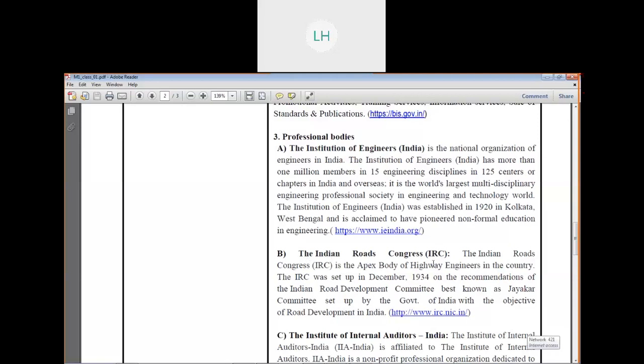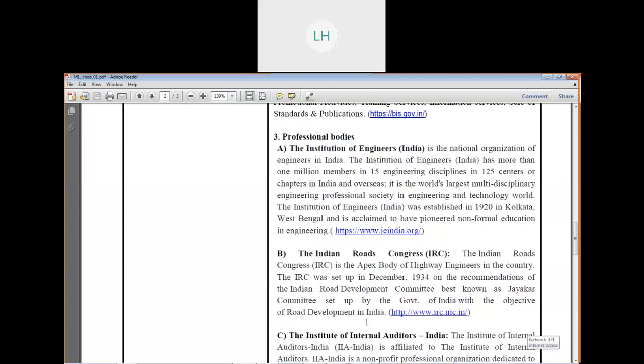So what is this organization? Indian Road Congress is the apex body of highway engineering in the country. Mainly this organization deals with the development and maintenance of transportation and connectivity within the country. It was set up in December 1934 on the recommendation of the Indian Road Development Committee, known as the Jayakar Committee, set up by the Government of India with the objective of road development in India.